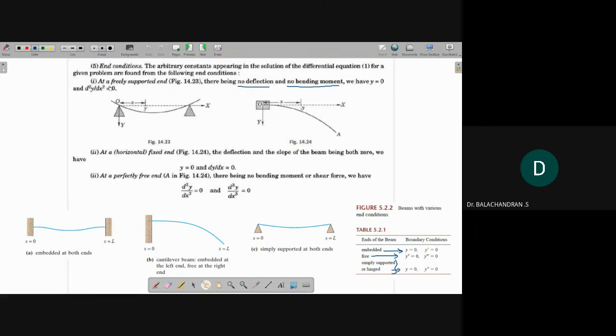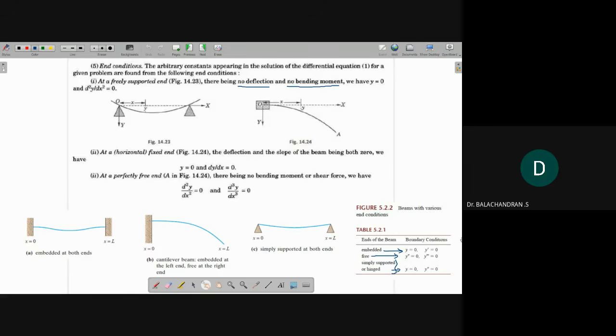The first one is a freely supported end. At a freely supported end, there is no deflection and no bending moment. Then y equal to 0 and the second derivative is also 0. Suppose it is fixed, horizontally fixed, then deflection and the slope of the beam, both of them are 0. That is y and dy by dx are equal to 0. The perfectly free end has no bending moment and no shear force. The second derivative and third derivative are equal to 0.